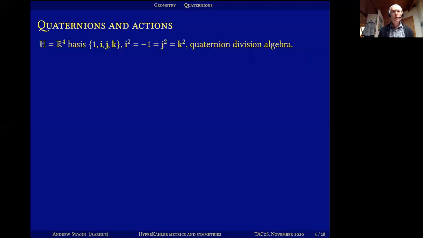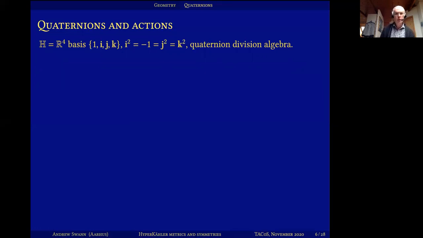I've mentioned HyperKähler geometries based on the quaternions. To be concrete, the quaternions are R^4, which you think of as an algebra with the standard basis vectors labeled 1, I, J, and K. 1 is central, and I, J, and K square to -1, and I times J is equal to K, and that's equal to minus J times I.